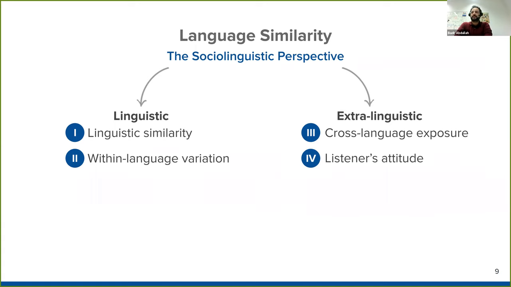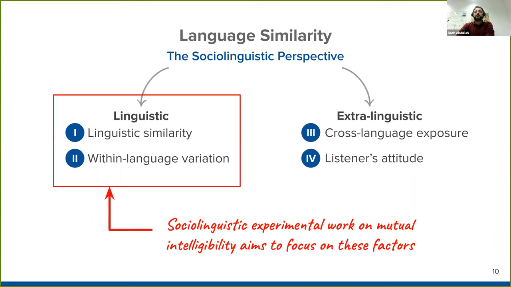Of course, if the listener has a positive attitude towards communicating in a different language, this would enhance their ability to at least try to make sense of what's being said. And most of the work in sociolinguistic research is concerned with quantifying the language similarity, trying to focus on the linguistic aspects by which the mutual intelligibility is affected. Nevertheless, it remains very hard to isolate these factors from the extra-linguistic factors, because nowadays it's almost impossible to find this unbiased monolingual speaker who's not exposed to the other languages.